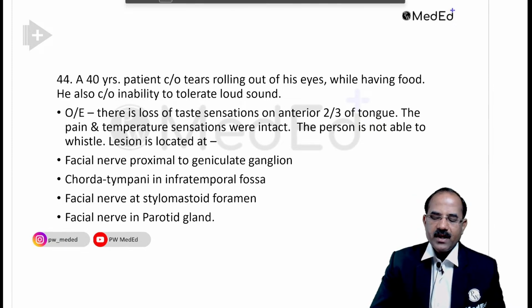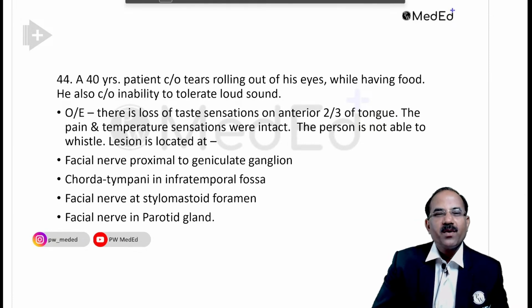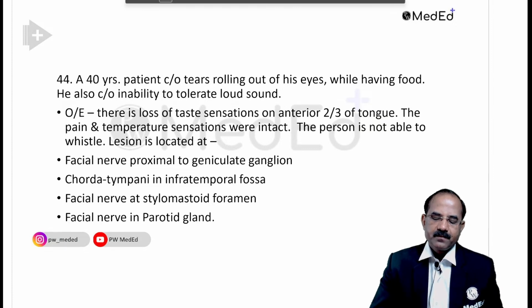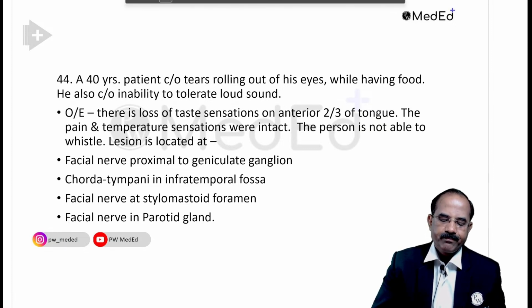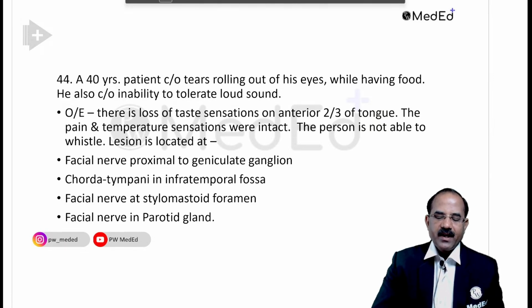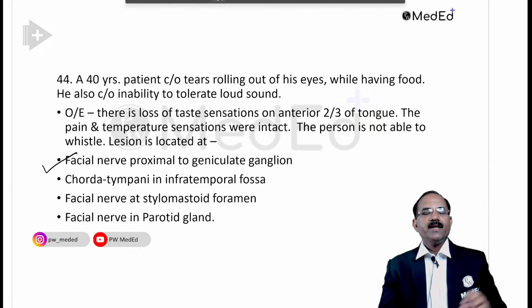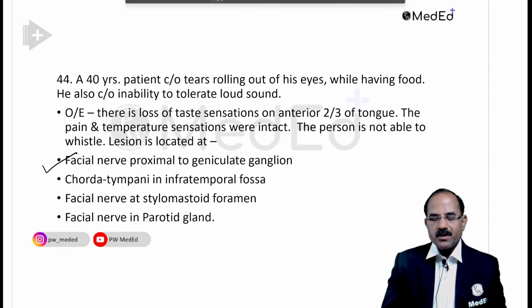Loss of sensations on the anterior 2/3 of the tongue. Tears rolling out of the eyes, inability to tolerate loud sounds, loss of taste sensation. So the answer is facial nerve proximal to the geniculate ganglion.